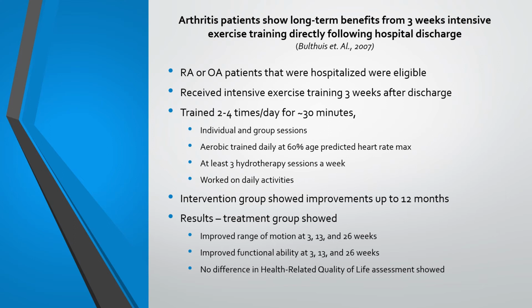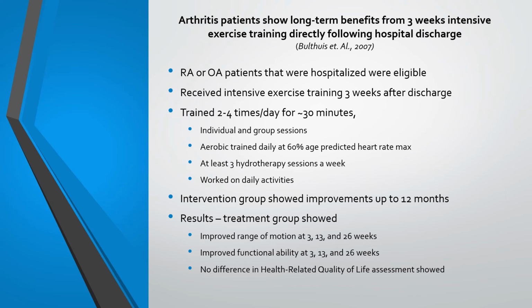They did aerobic training daily at about 60% of their age predicted heart rate max. They did at least 3 hydrotherapy sessions a week. And they worked on daily activities like walking up the stairs, carrying groceries, anything in their daily normal life that they wanted to work on.